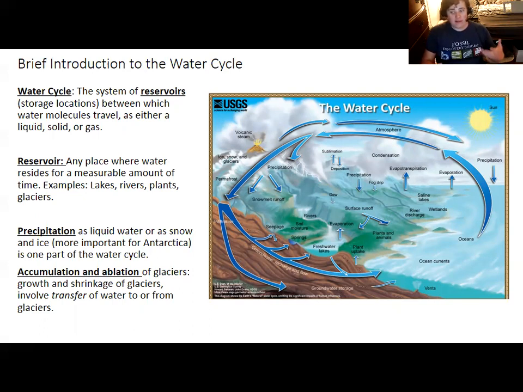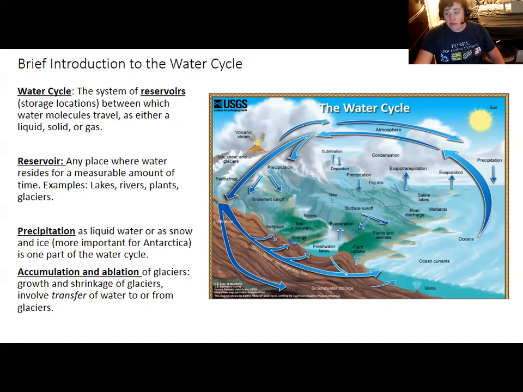And a reservoir is any place where water spends a meaningful amount of time, whether that be the oceans or freshwater lakes or rivers or clouds or glaciers. And the water transfers between the reservoirs by either water flow or by precipitation, such as when water goes from being in the atmosphere, where it's water vapor, and goes to being liquid water and falls out as rain, or solid water and falls out as snow. Evaporation is when the water leaves the ocean and turns into vapor and enters the atmosphere.